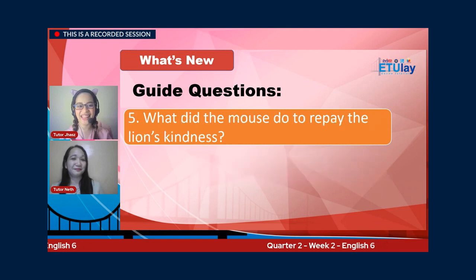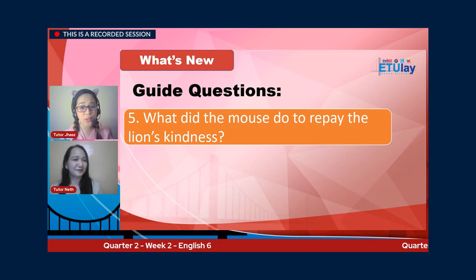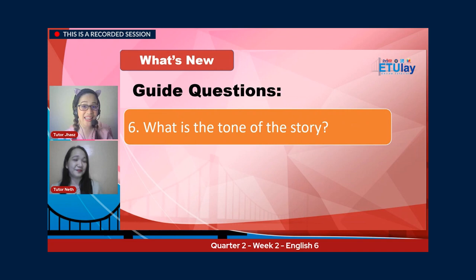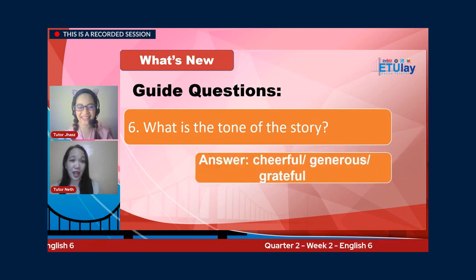That's right. And for number five, what did the mouse do to repay the lion's kindness? What do you think it is? Of course, he freed the lion out of the net. And for number six, what is the tone of the story? Our answer? It can be cheerful, generous, or grateful.